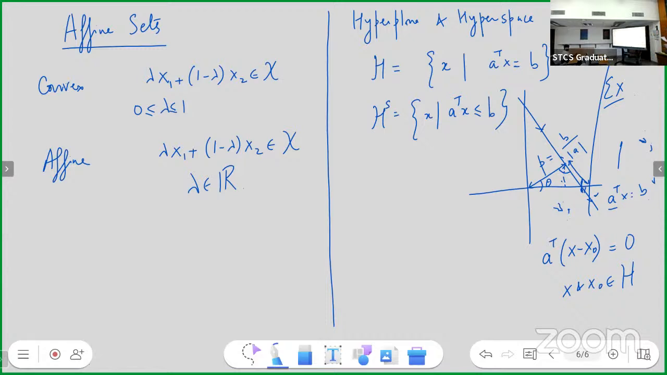Now the most interesting thing we want to solve is the separation between two disjoint convex sets. Suppose I give you two disjoint convex sets. I want to say something about a hyperplane. There is a separating hyperplane. You can draw a hyperplane that will separate them.